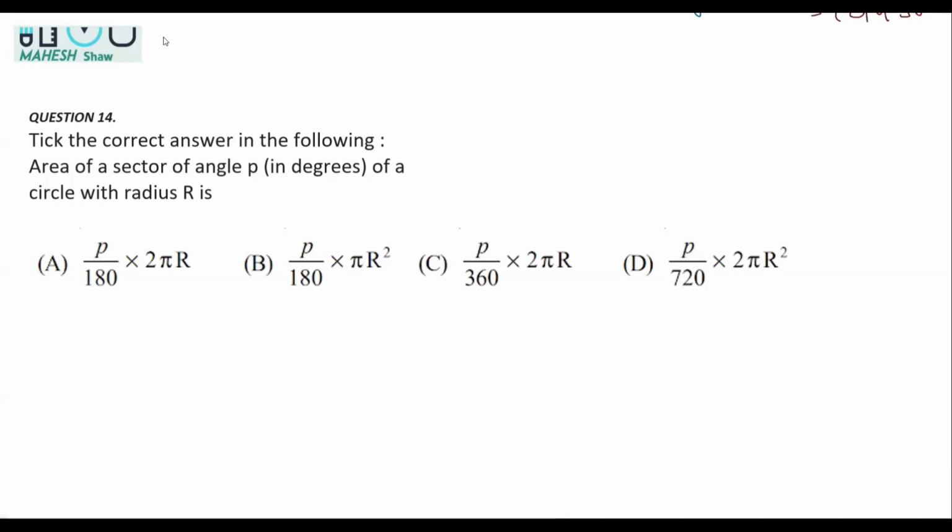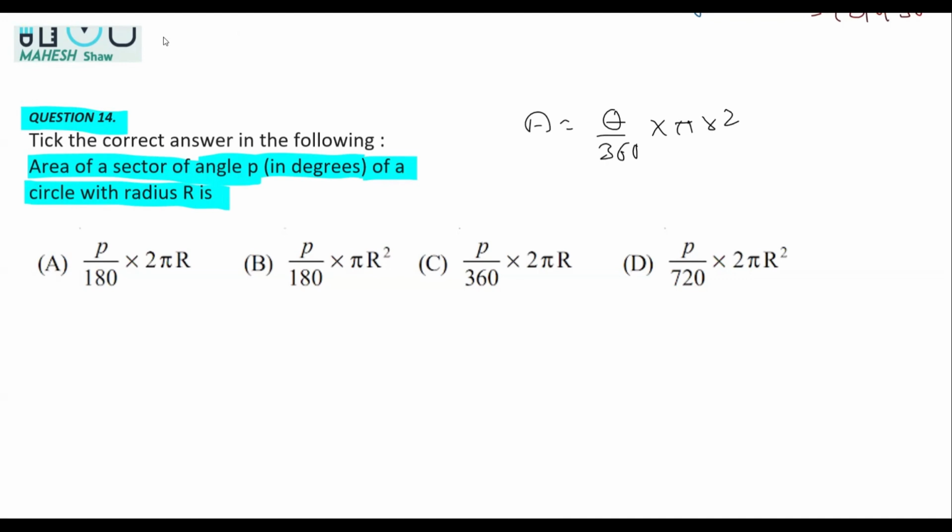In this question, which is an MCQ, we have to find the correct option. It says the area of a sector with angle P in degrees, of a circle with radius R. If I write the formula, the area of a sector is theta over 360 into pi r square, right? Here the angle theta is P, so if I replace theta with P, I should get this.